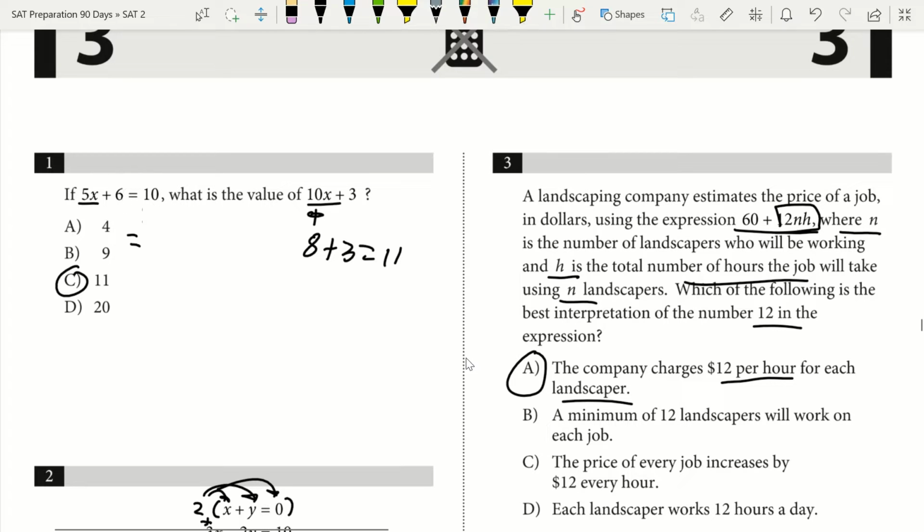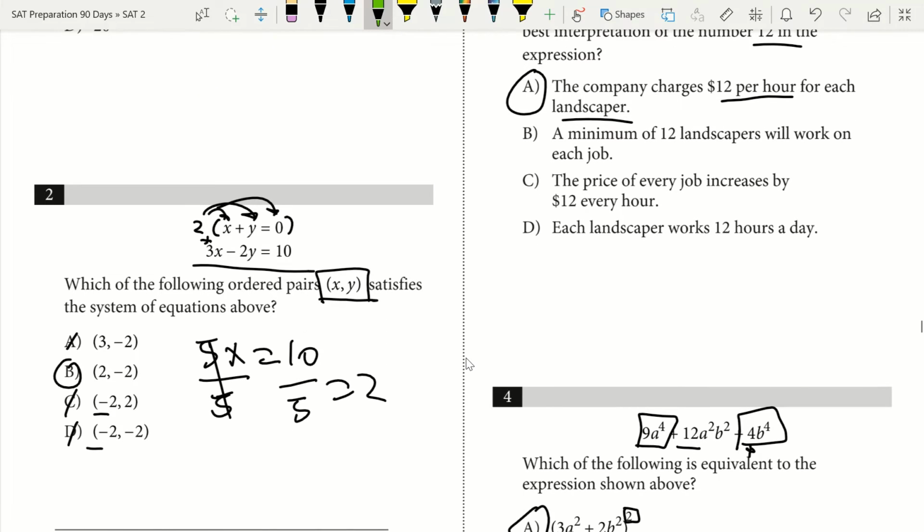Okay, so I've got 5x plus 6 equals 10. What's 10x plus 3? Well, for 5x, I can subtract 6 from each side. 10 minus 6 is 4. 5x is 4, which means 10x is going to have to be double that, which is 8. 8 plus 3 gives me 11, so that one's correct. Number 2. I can get rid of my y's by multiplying my top one by 2. When I do that and then add them, I get rid of my y's. I'll have 5x total, which equals 10, which means x will have to equal 2. That one's correct because there's only one answer choice where x is 2.